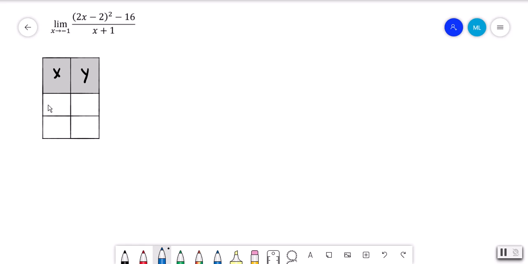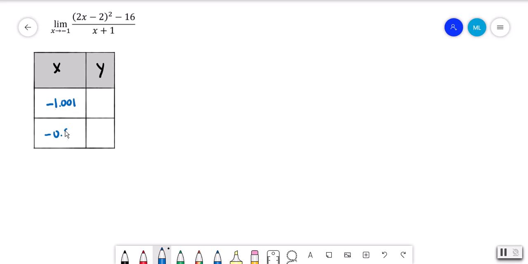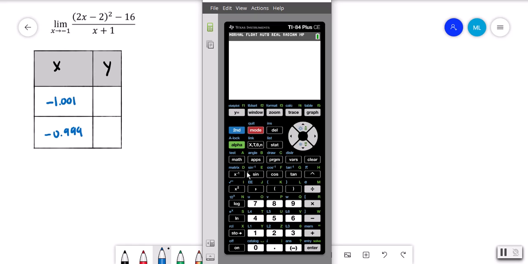So, we can pick a value that's very close to -1 from the left side, such as -1.001, and then maybe from the right, -0.999. So our goal is to substitute these values into this expression and then see what we get. Now, I already entered this into the calculator as a function, but I want to go ahead and just do it as the expression. So let's just do this.